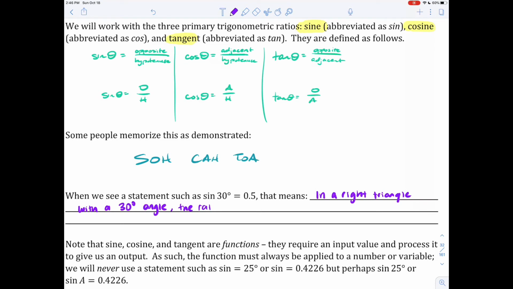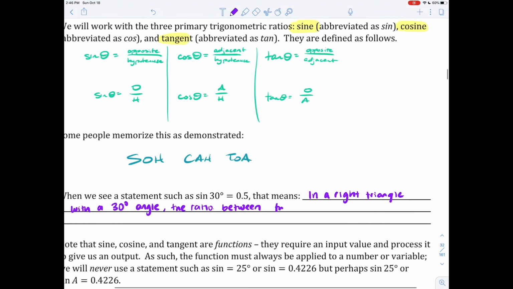the ratio between the opposite side and the hypotenuse is 0.5 or 1/2, because 0.5 and 1/2 are the same.